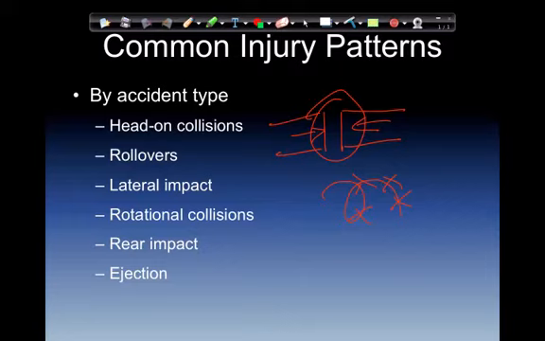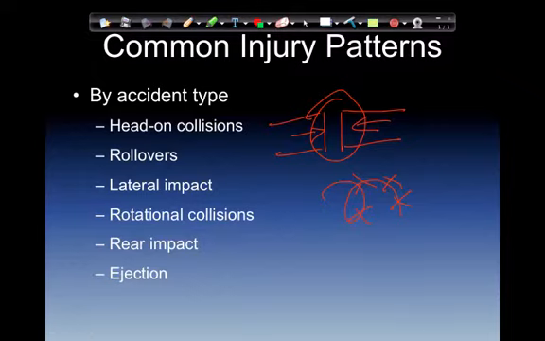In rollovers, there's no single predictable injury pattern. Rotational collisions: the vehicle is struck on one side of the four corners, causing it to spin. We can get shearing injuries from this. Rear impact, we get things like whiplash, lumbar spine, and intra-abdominal injuries.